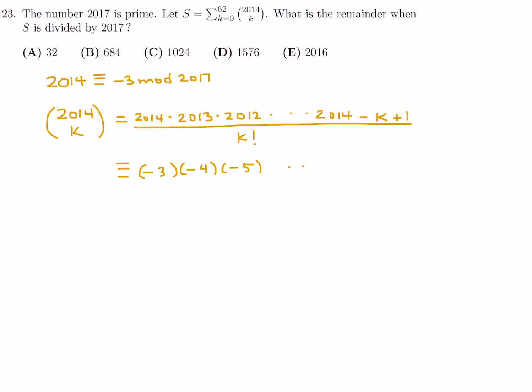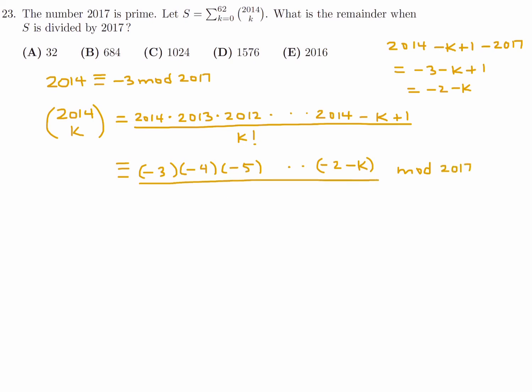It's basically going to be 2014 minus k plus 1 minus 2017. That's how we're getting these numbers. And that's going to be minus 3 minus k plus 1, and that is minus 2 minus k. So minus 2 minus k. And this is all mod 2017. And don't forget that that's all over k factorial.